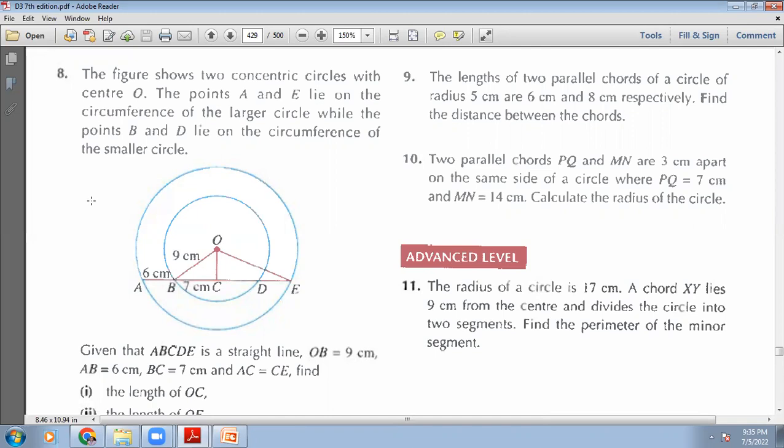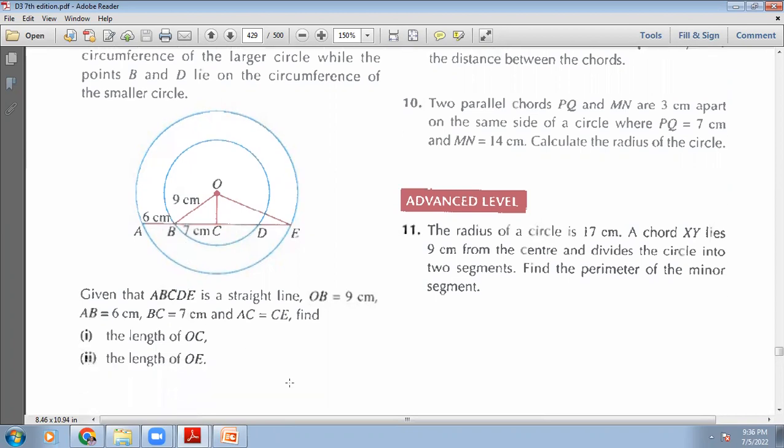Given that A, B, C, D, E is a straight line, and OB, which is the radius of the smaller circle, is 9 centimeter, and AB is 6, this portion is 6, and BC is 7, this portion is 7, and AC is equal to CE. So this AC and CE are equal. So this AC is basically 13. So CE will also be 13. So the question is to find the length of OC and the length of OE. So we want to find OC and then we want to find OE.